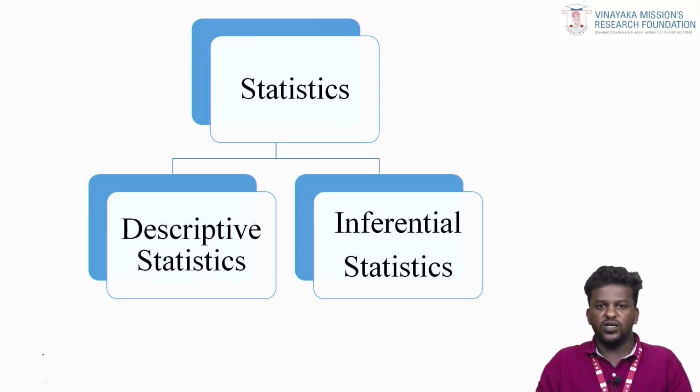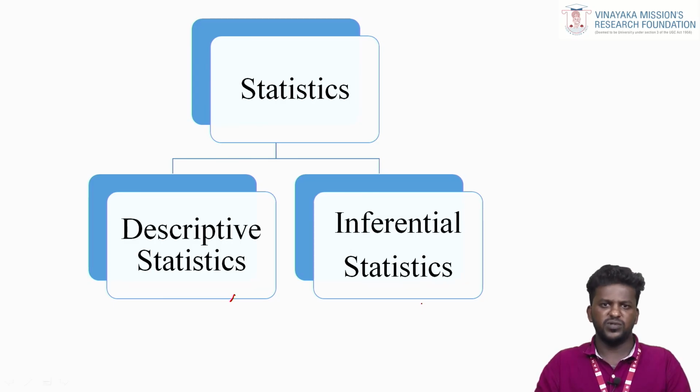First of all, what is statistics? Statistics plays a crucial role in data analysis and making conclusions based on data. Statistics is classified into two types: one is descriptive statistics and another is inferential statistics. Descriptive statistics means just describing or summarizing the data set. What is a data set? A data set means a collection of information.